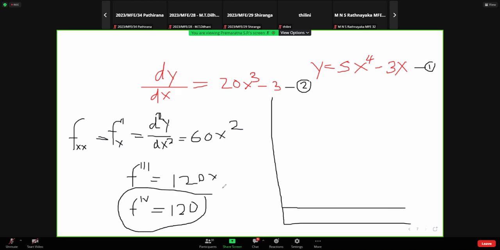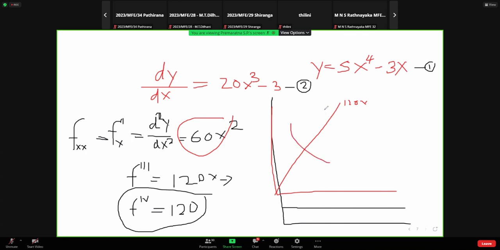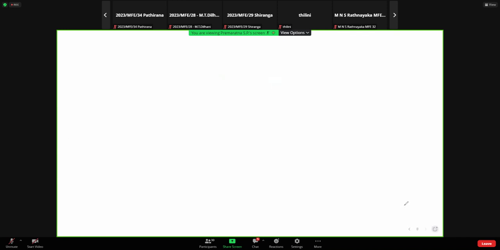Now you can see if you put it on a graph, the fourth differentiation is just a constant term. The third order differentiation, if you separately draw a graph, goes like this, 120x. The second order differentiation is nonlinear, a kind of curve coming. And you can imagine and you can draw those, that is the purpose we try to understand at the end.